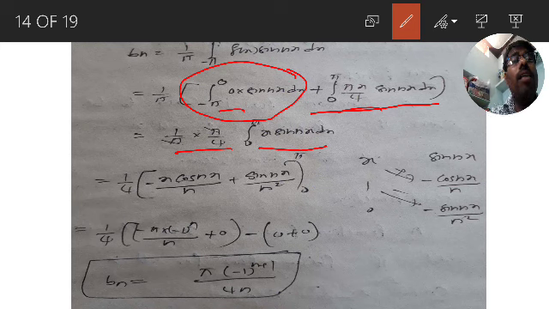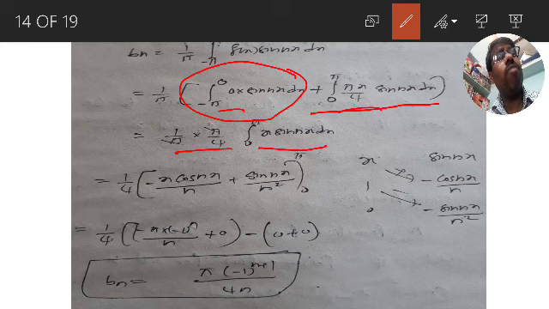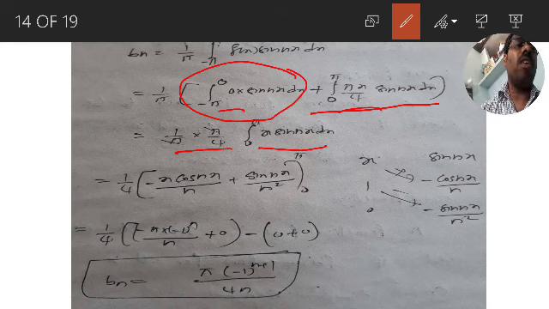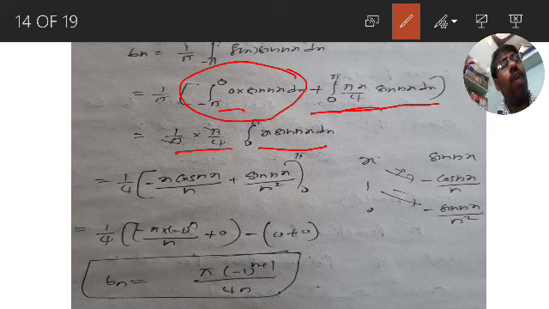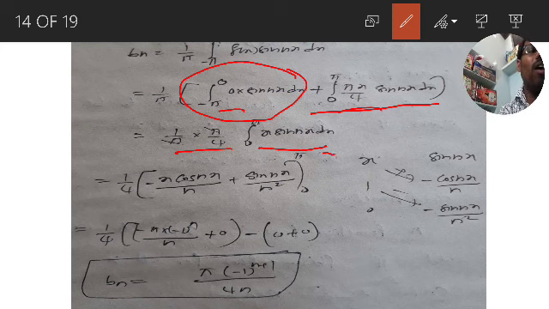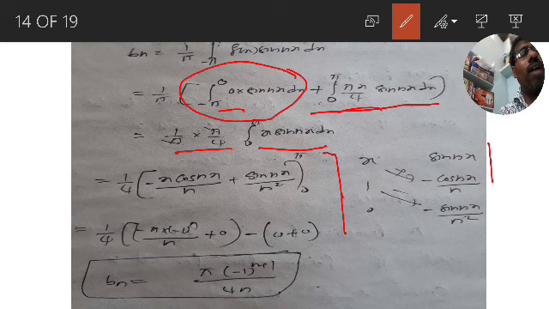X is an algebraic function, sin nx is a trigonometric function. As per ILATE, x, the algebraic function, comes first, sin nx, the trigonometric function, comes second. Therefore, x is the first function, sin nx is the second function. Now, in Bernoulli's rule, find the derivatives of x and integrals of sin nx. Derivative of x is 1 and the derivative of 1 is 0. And the integral of sin nx is minus cos nx by n.